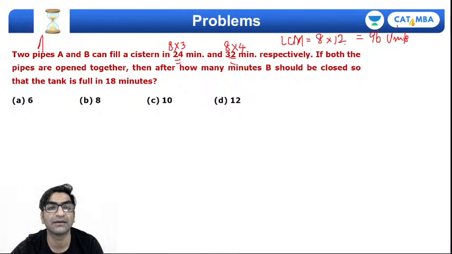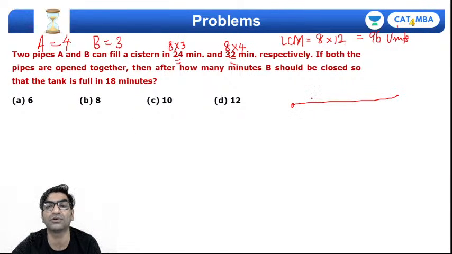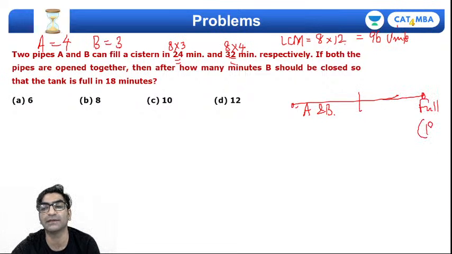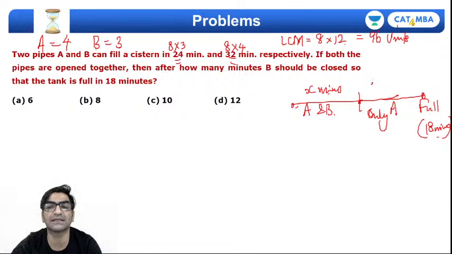A's rate would be 96 by 24. 24 into 4 is 96. B's rate is 32 into 3 is 96. Right? And both pipes are opened together, which means A and B work from the start. And at some point B is closed, but you know that the tank is full in 18 minutes. Right? So if this time taken is X minutes, then the remaining, once it's closed, only A works for the last 8 minus X minutes.